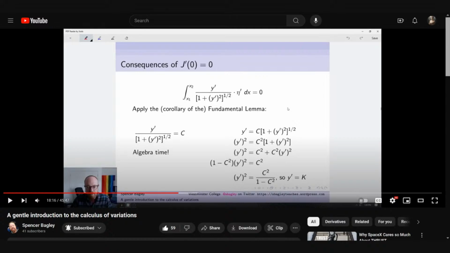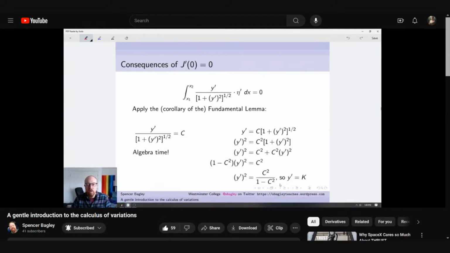Okay, so it's 1 minus c squared. y prime squared is equal to c squared, so y prime squared is equal to c squared over 1 minus c squared. So y prime is equal to k, some constant. That's correct. What we end up with is that y prime is some constant, like c squared over 1 minus c squared, but I don't really care because c was arbitrary. Let's just rename that some new constant k.